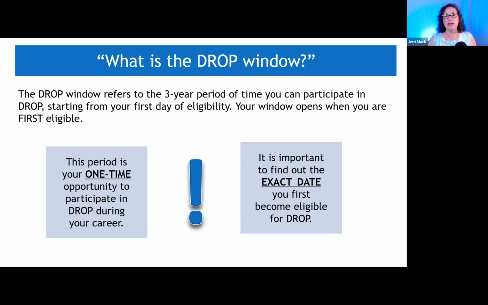It is the 13-year period of time in which you can participate in DROP, starting from the first day of eligibility, when you're first eligible. You don't choose your DROP window. It chooses you based on your eligibility, based on your age, based on your years of service. It's the one time your window pops open for you to participate. Whether you're ready or not, it opens, and that's the one time you can participate.